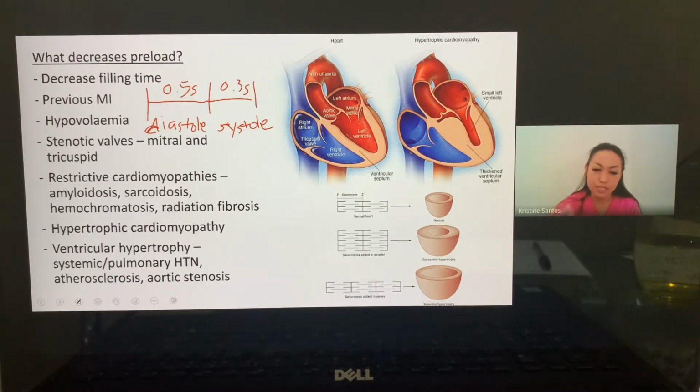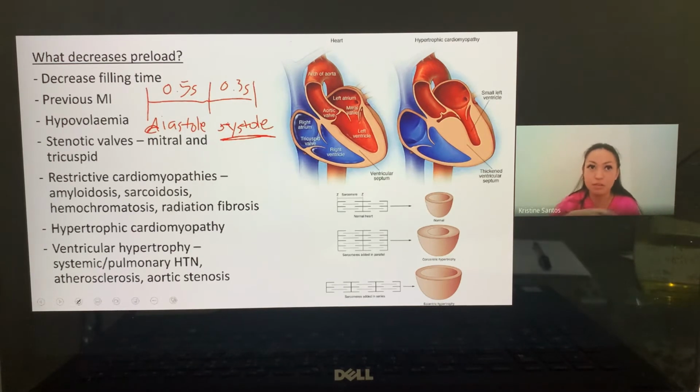So this can happen if we increase our heart rate. When we increase our heart rate, systole is constant. Systole is always going to be 0.3 seconds. The ventricles take the same amount of time to contract, regardless of whether your heart rate is 50 beats per minute or 100 beats per minute. The only thing that changes is the time it spends during diastole. So if you increase your heart rate, diastole gets shorter, and that decreases the filling time.